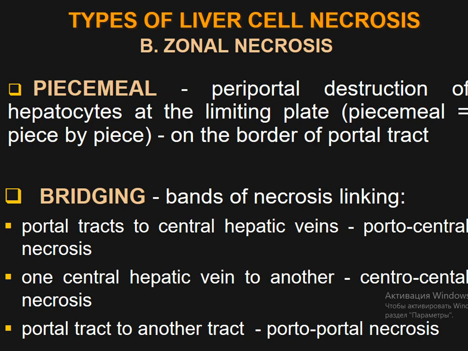And the last subtype of zonal necrosis is bridging necrosis. This type of necrosis is characterized by bands of necrosis linking different structures of hepatic lobules. For example, portal tract to central hepatic veins. So we name this bridging necrosis portocentral necrosis. One central hepatic vein to another, so this is central necrosis, and portal tract to another tract, like portal necrosis.